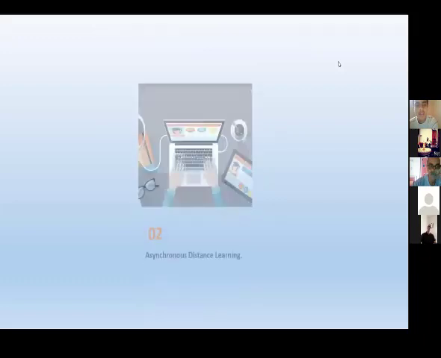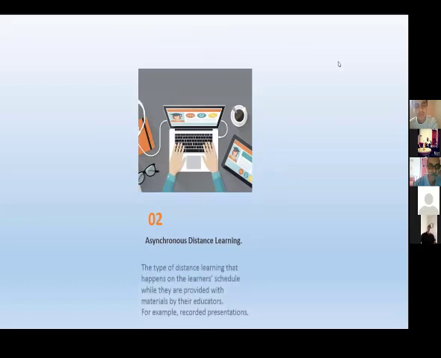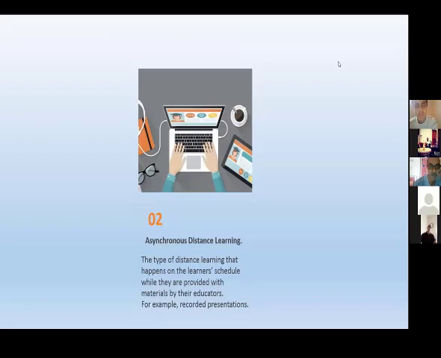Next, we have asynchronous distance learning, which is a type of distance learning that happens on the learner's schedule while they are provided with the material by their educators. Which means that the instructors and the professors provide their students with the materials in order to prepare for the exam and to complete their homework assignments, which are scheduled to be done by specific deadlines. So in asynchronous distance learning, assignments and projects are focused on more, because it supplies students with more time to concentrate and to work at their own pace.